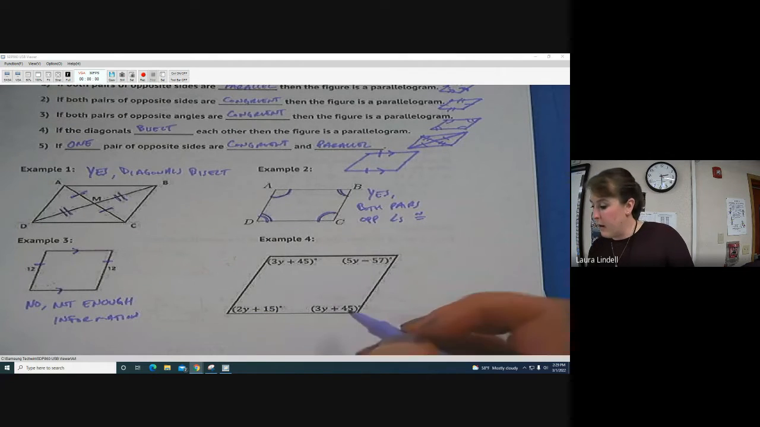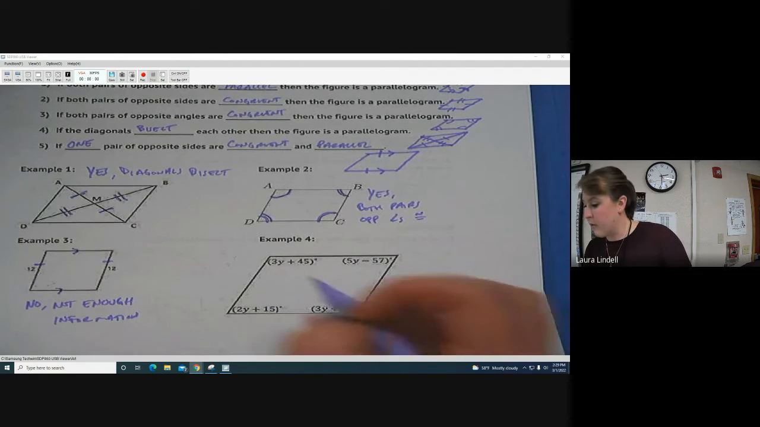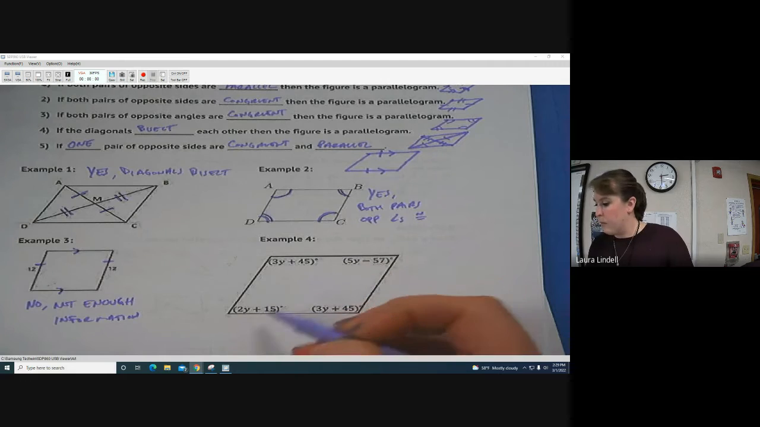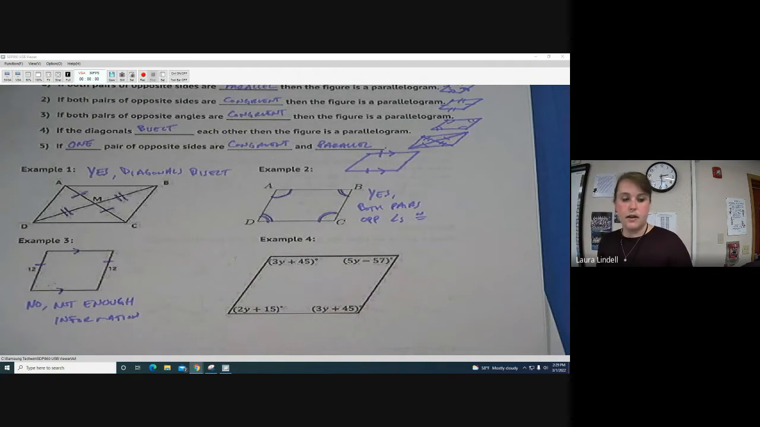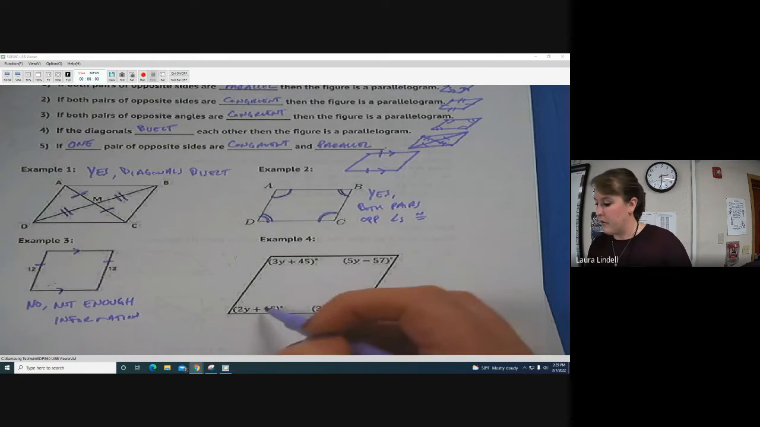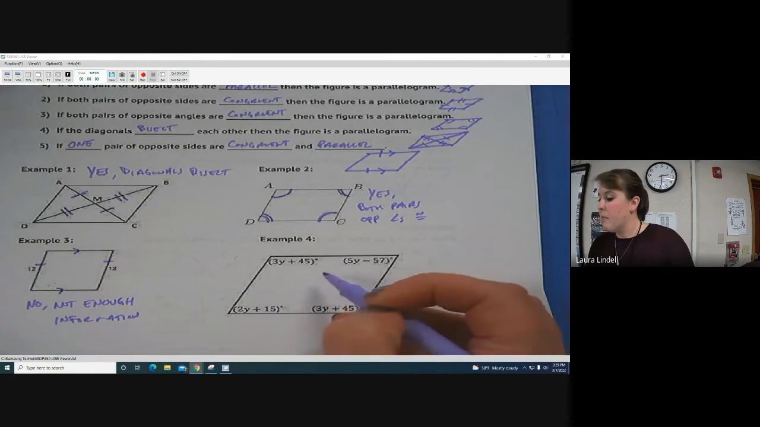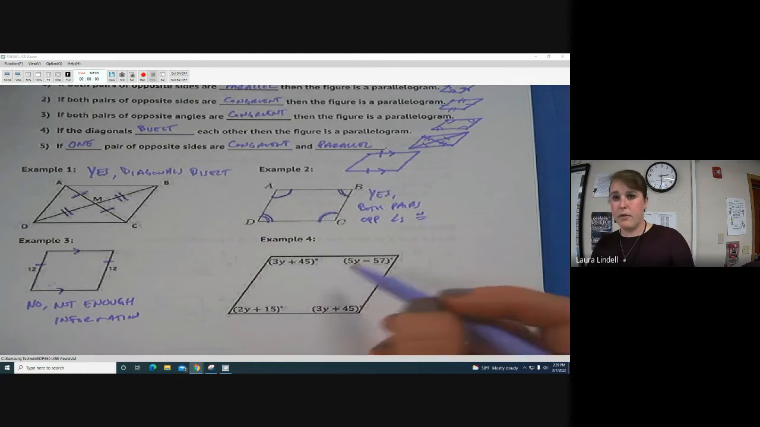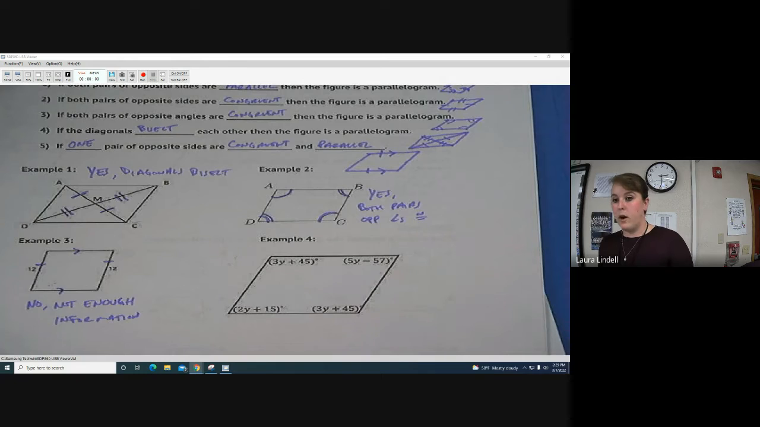On this one, you might also have noticed that 3y plus 45 is both of these. So we don't really have to set that one equal. We can just set these two equal to get a y value that would work. So that's probably what I would do here, is just set these two equal to one another. But if you had 4 different angles here, I might try adding them all and setting it equal to 360, see what you get for y, and then plug it in.